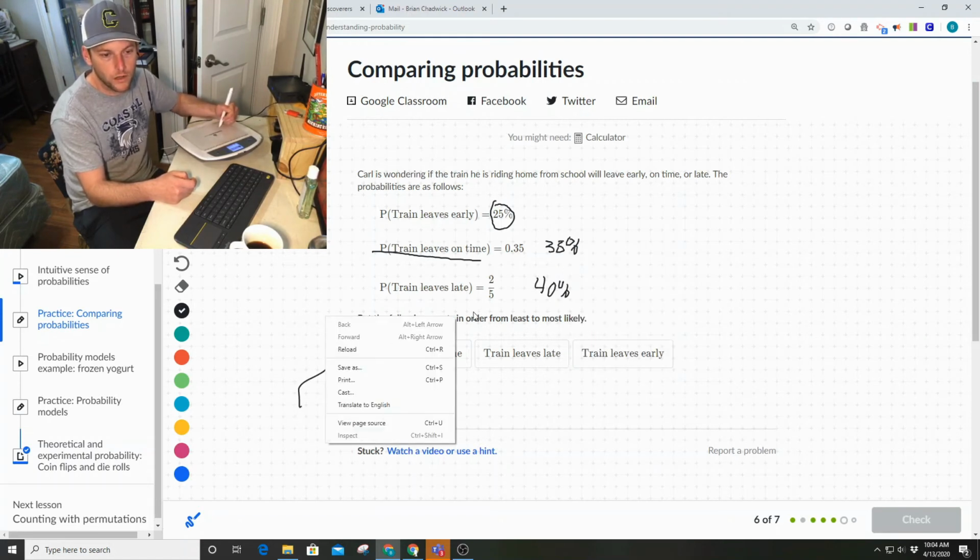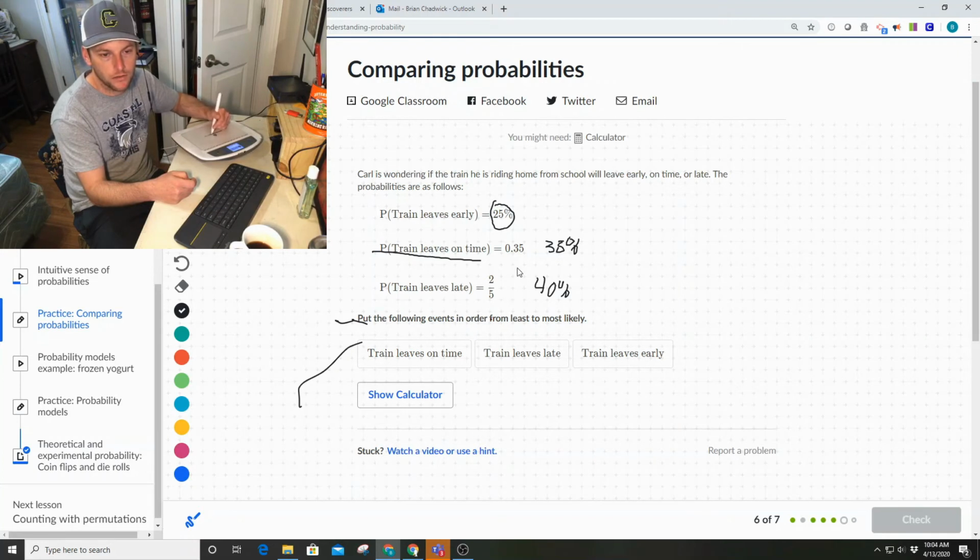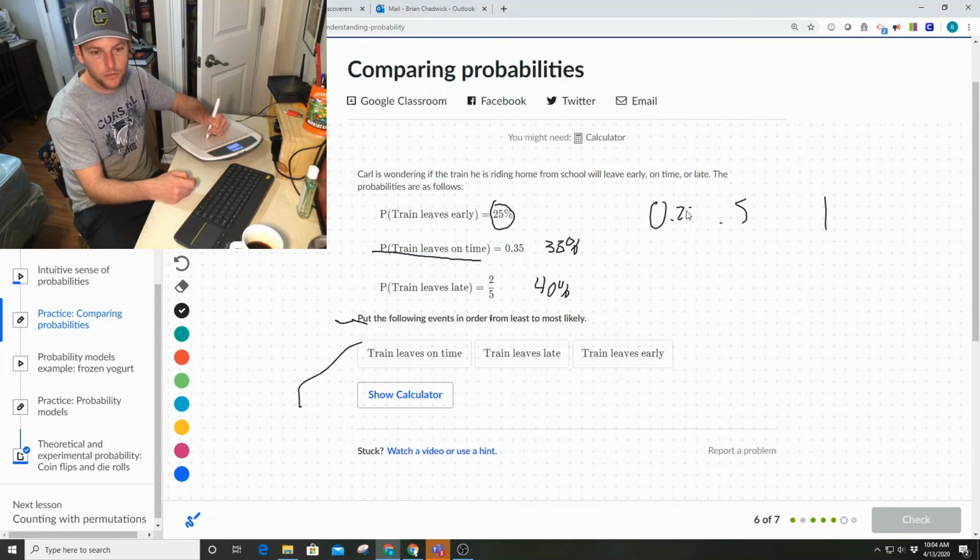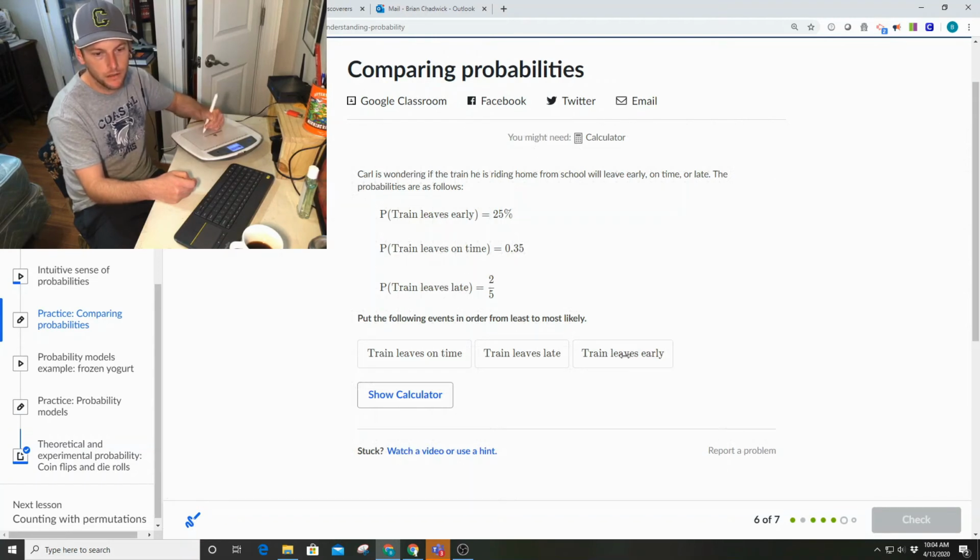Put the following events in order from least likely to most likely. So what is least likely to happen? Again, if you need to draw this little chart here, do it every single time and put them on here: 0.25, 0.35, and 0.4. So least likely is that it leaves early. Second least likely is that it will leave on time, and then most likely it'll leave late. Is that good?